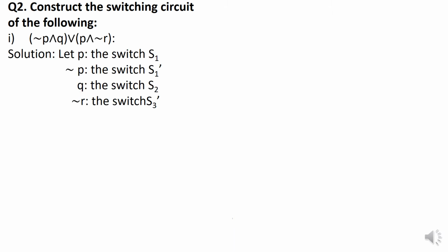The first question: (not P and Q) or (P and not R). Now, this is compulsory to write. That is, let P be the switch S1, not P the switch S1 dash, Q S2 and not R S3 dash. Now, from the symbolic form, you observe that it is not P and Q. That means S1 dash and S2 are in series connection. Similarly, P and not R. That means S1 and S3 dash are also in series connection.